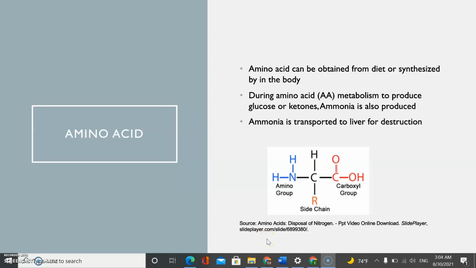I will be presenting case number 1 and case number 2. Case number 1 is about the infant with high ammonia. During amino acid metabolism, ammonia is generated and needs to be removed from the tissue to prevent toxicity. This is a general amino acid molecule. The amino group is responsible for ammonia production.